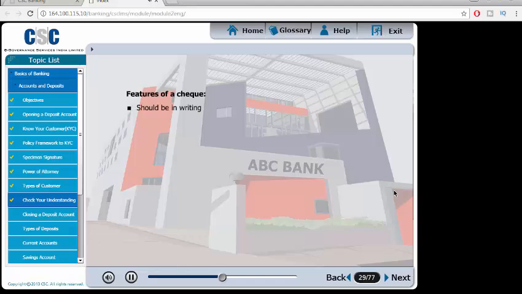A check should be in writing. Writing can be in ink pen or ballpoint pen, or typed but not in pencil. A check can be written by another person and not necessarily by the drawer only. The check has to be signed in ink by the account holder as per the specimen signature on record with the bank branch. A check to be presented for payment must have a date on it.